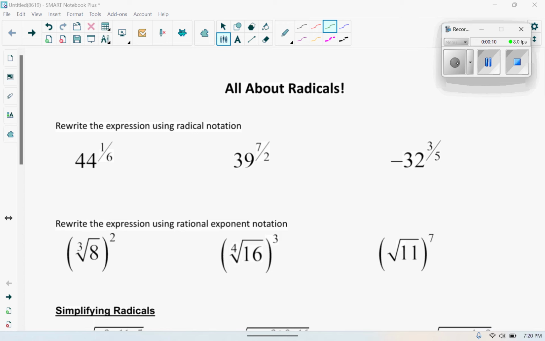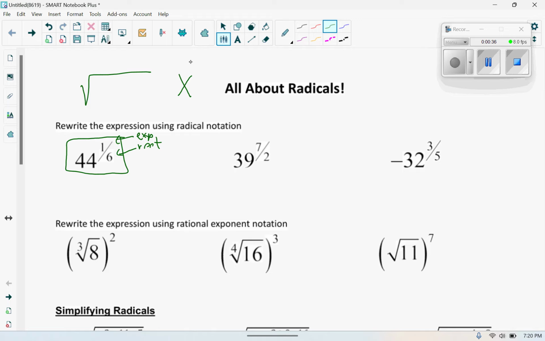And the first thing I want to talk about is if you have a number like this that is a fractional exponent, you can rewrite it as a root. So when you rewrite this, the number on the bottom becomes your root, and the number on the top becomes your exponent. So for instance, if I had x to the 3/7 power, then 3 would be my exponent and 7 would be my root.